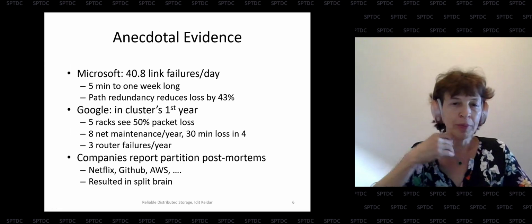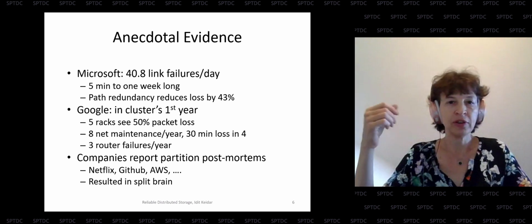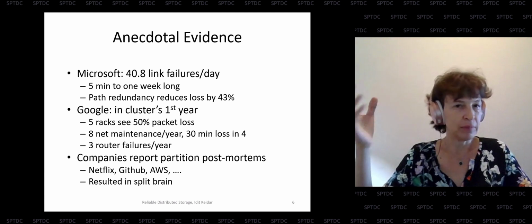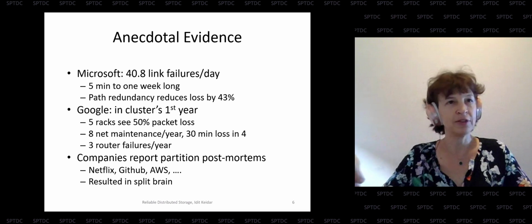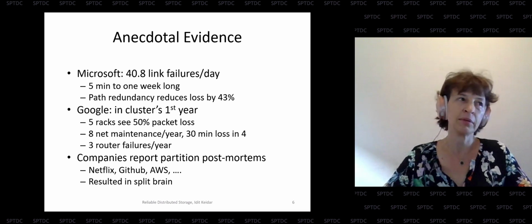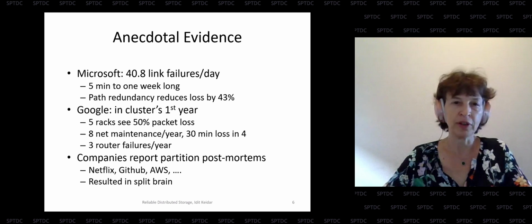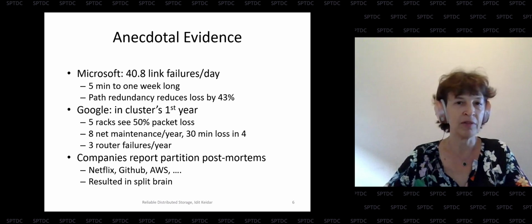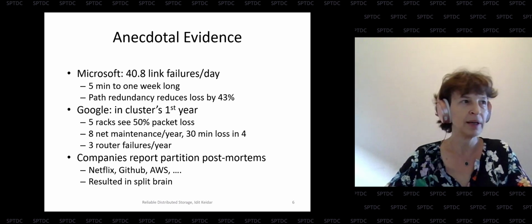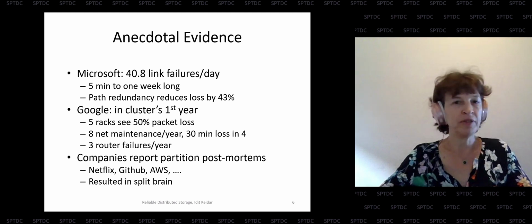So just to back up what I said on the previous slide, again, a quick search on the internet, and you can see that all kinds of companies are reporting anecdotal evidence about their failures. Microsoft, they have a very big network. They say they have about 40 link failures a day. These failures can be 5 minutes to a week long.